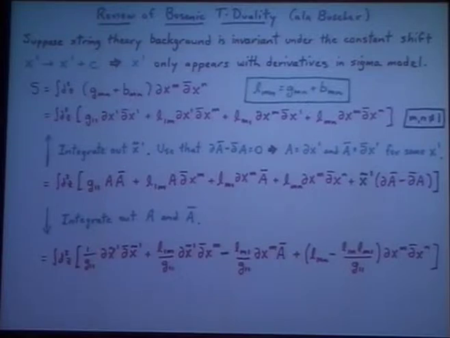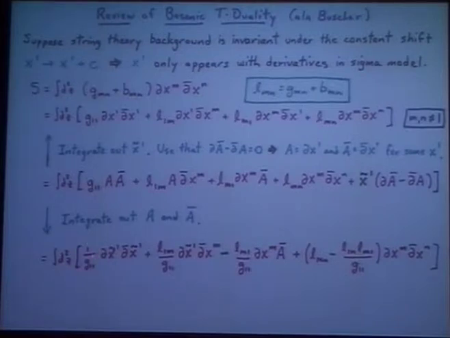So I'll say something later about some global obstructions to doing it. Okay, so if one goes in this direction by integrating out the Lagrange multiplier, you just go back to the original action. But now, of course, because A A-bar appears in this form here, it's just an auxiliary field which can be integrated out.